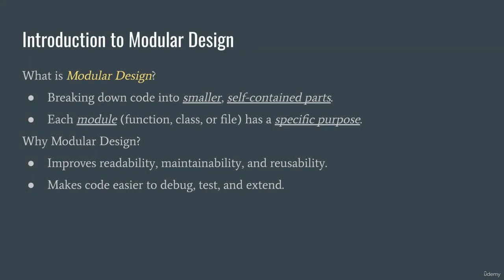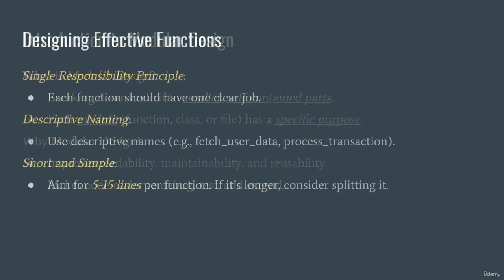Modular design is the practice of breaking down code into smaller, self-contained parts. Each module, whether it's a function, class, or file, serves a specific purpose, making the code more organized. A key principle to designing effective functions is the single responsibility principle, meaning each function should have one clear job. This keeps functions focused and easier to understand.